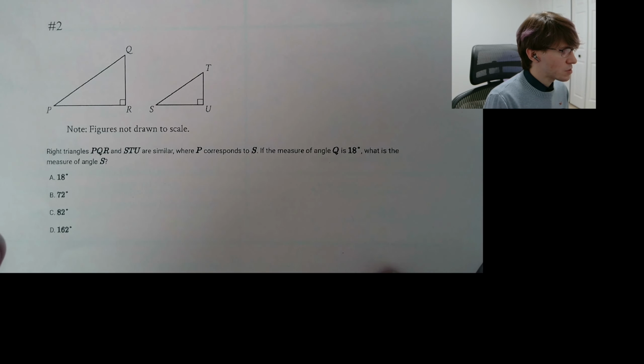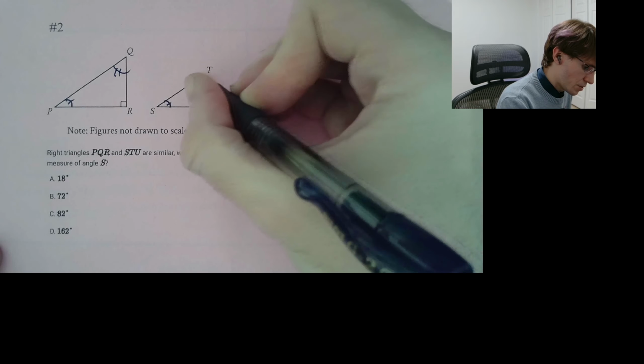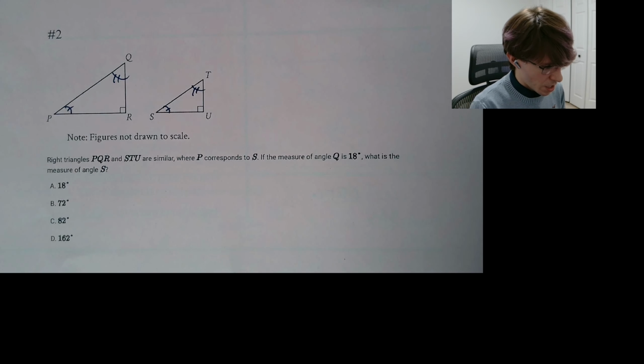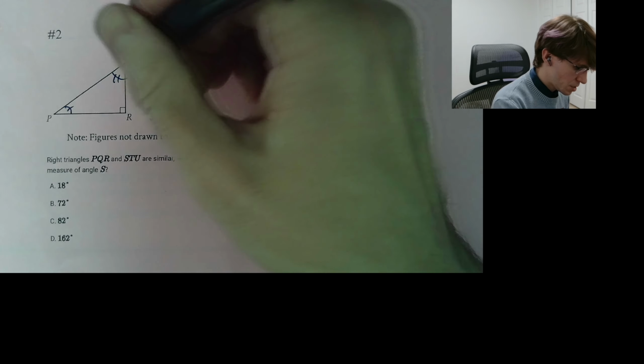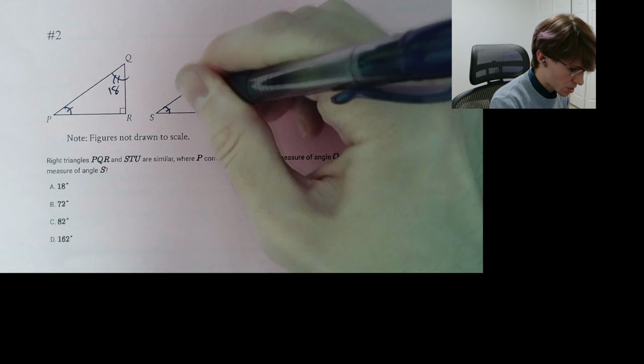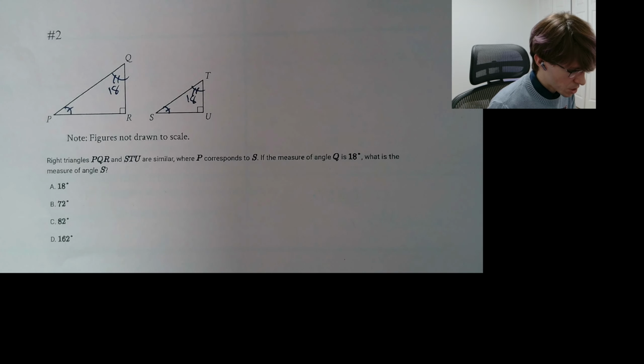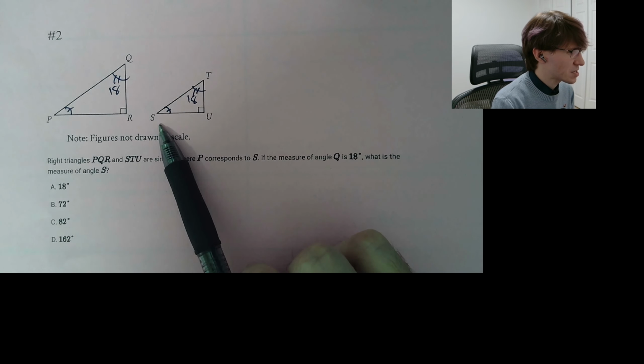All right, this next one, these two triangles are similar where P corresponds to S, or in other words, this angle here is the same as this angle. These two angles are the same, which means that these two angles are the same as well. And if Q is 18, so this is 18, meaning that this one is also 18, what is the measure of angle S? Well, angle S is down here, meaning that we need the other angle in the triangle. So 90 minus 18 is in fact 72.